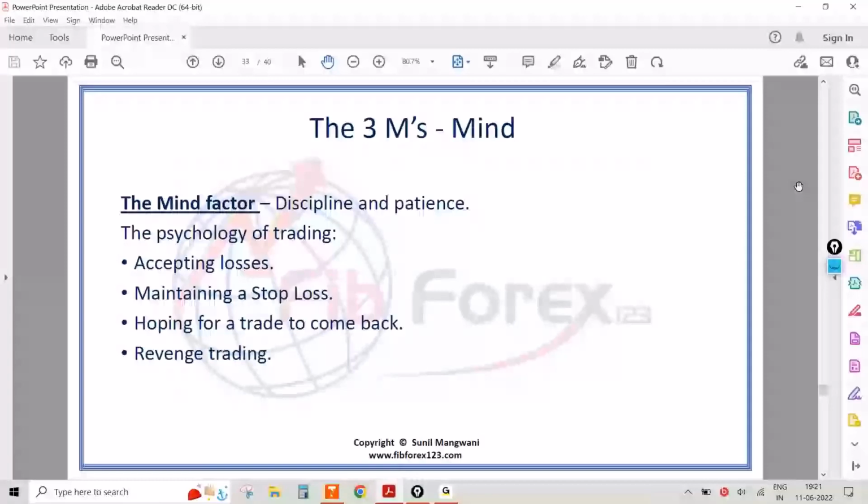Right. So another part of it is hoping for a trade to come back. Price goes against you, you move your stop loss further, or you just remove the stop loss. I'm sure it'll come back. It's what we call getting married to a trade. The worst thing you can do, believe me. Price goes against you, take the stop, take the hit, get out of the trade, move to the next trade. But it requires a lot of discipline to be able to get to that stage.